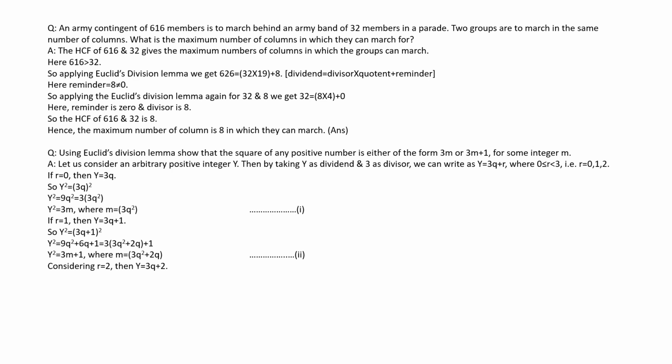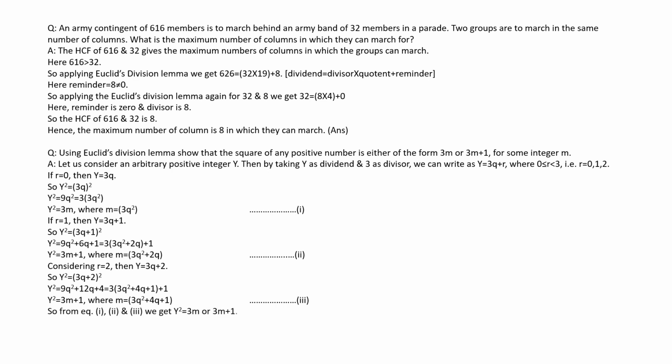Considering r equals 2, we get y equals 3q plus 2. So y square equals 3q plus 2 whole square, which is nothing but 9q square plus 12q plus 4. Or taking 3 common, it is 3 whole into 3q square plus 4q plus 1, bracket ends, plus 1. Because here it is 4, we have divided it as 3 plus 1, 3 into 1 is 3, plus 1. So y square is nothing but 3m plus 1, where m equals 3q square plus 4q plus 1. This is the third equation.